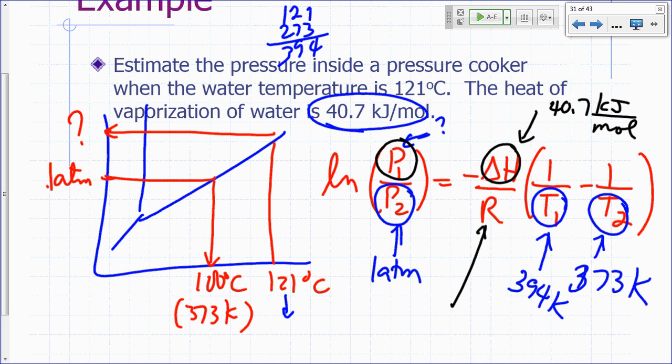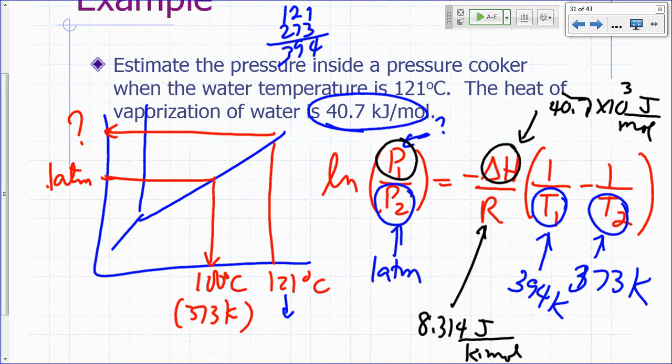R, what's the value of R? For consistency, since my unit here is kilojoules per mole, I have to write my R in kilojoules per mole. R is 8.314 joules per Kelvin per mole. So for consistency, I'll change this to joules: 40.7 times 10 to the third joules per mole. And R is 8.314 joules per Kelvin per mole. So you plug those in, and you'll be able to solve for P1.